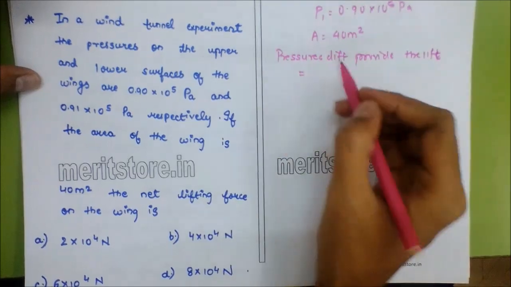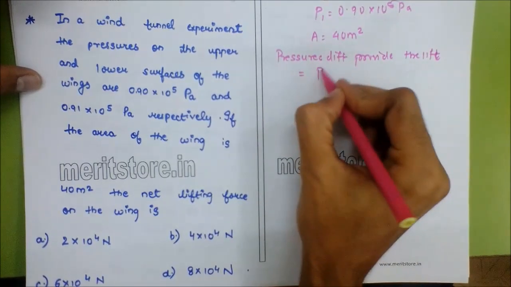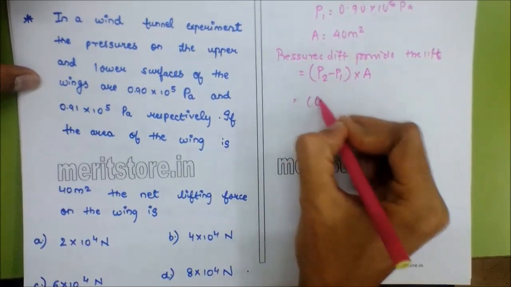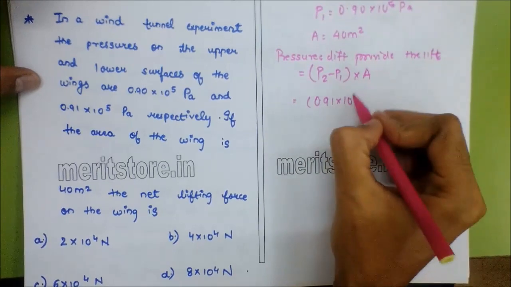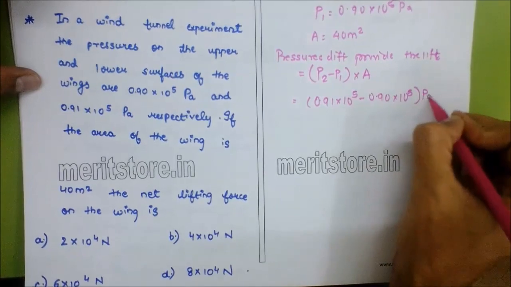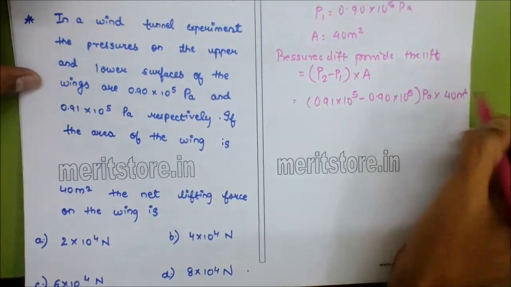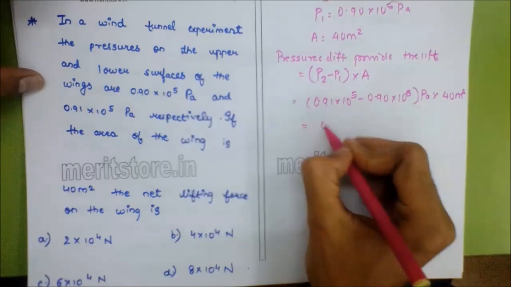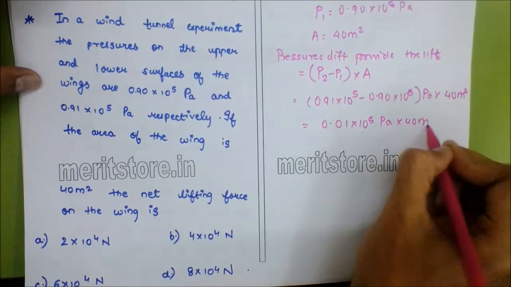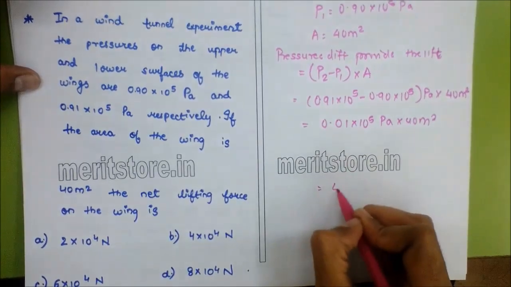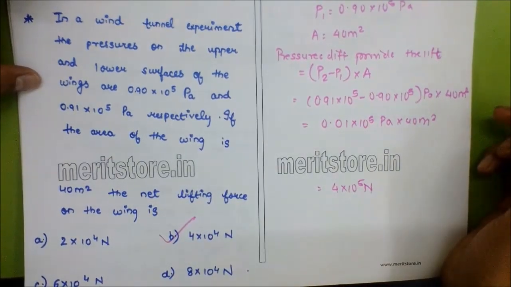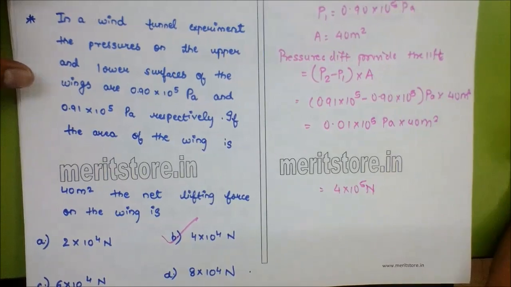The lift is given by the pressure difference multiplied by the area over which the pressure is applied, that is, P2 minus P1 into the area. So P2 minus P1 is 0.91 into 10 raised to 5 minus 0.90 into 10 raised to 5 Pascals, into the area, which is 40 meters square. Calculating this, we get 0.01 into 10 raised to 5 Pascal into 40 meters square. So the final answer comes out to be 4 into 10 raised to 4 Newton. So we have option B. That much pressure difference is required.